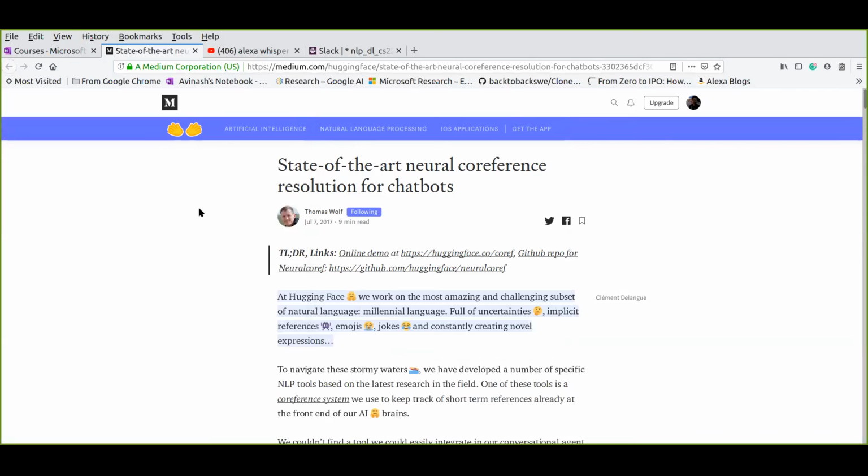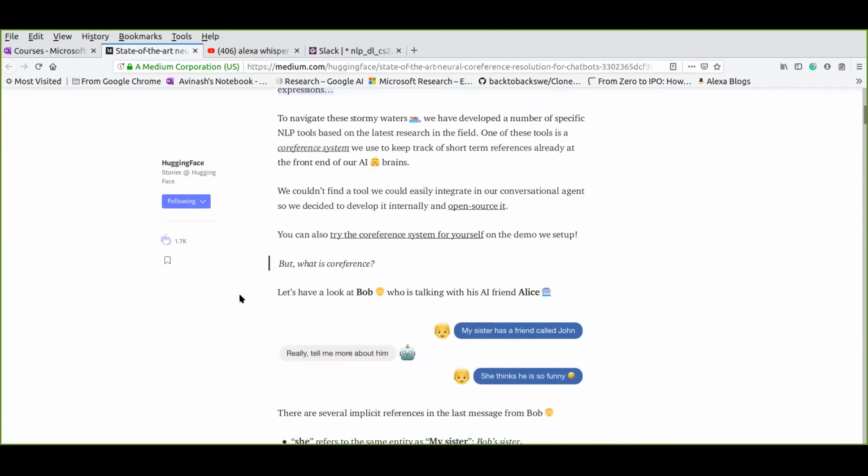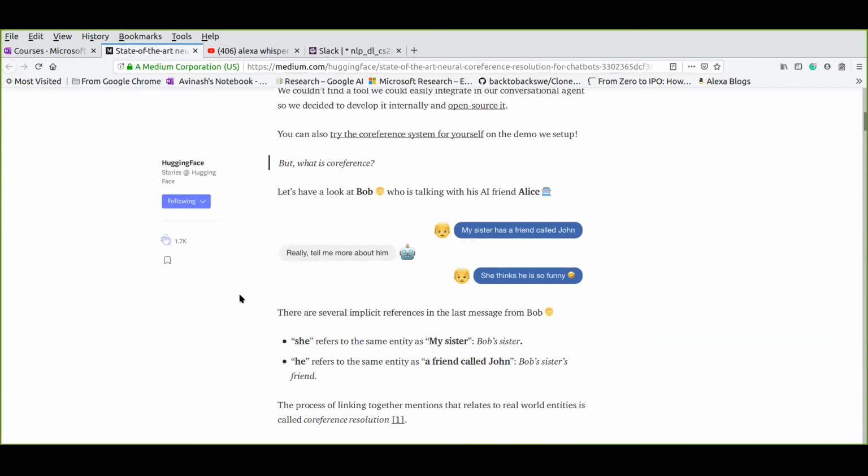Okay, hope you can see my browser now. So there is this blog by Thomas Wolf from Hugging Face. You must have heard about Hugging Face. They have been doing a lot with NLP lately. They even got, I guess, some good funding as well. So yeah, why is coreference important?